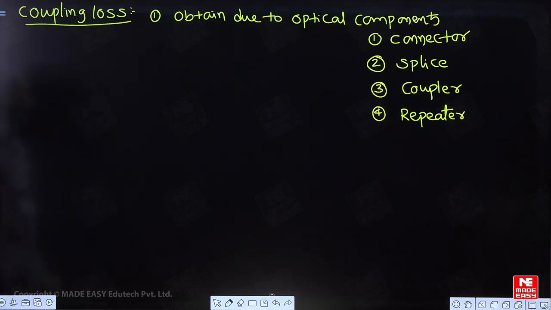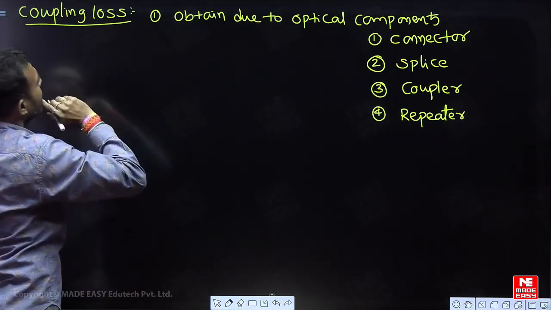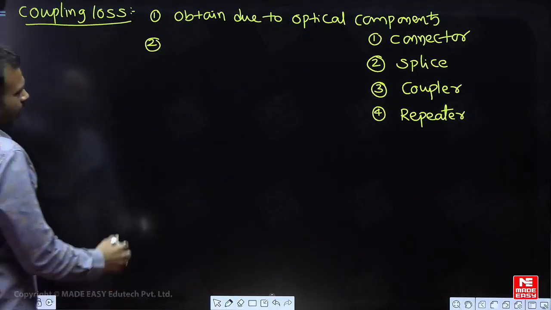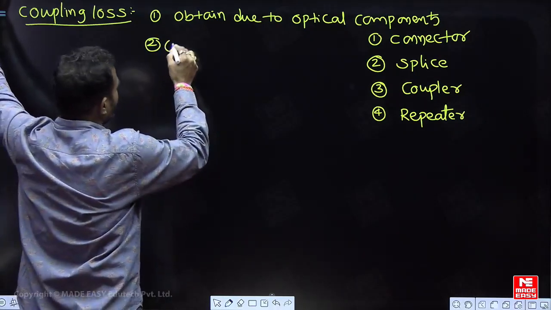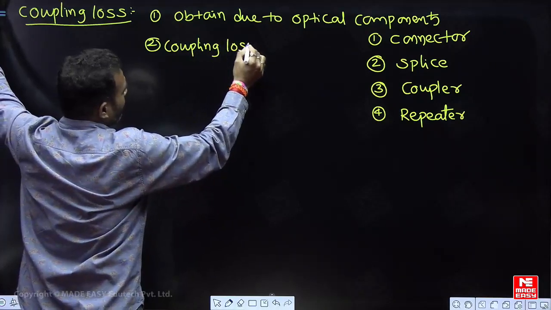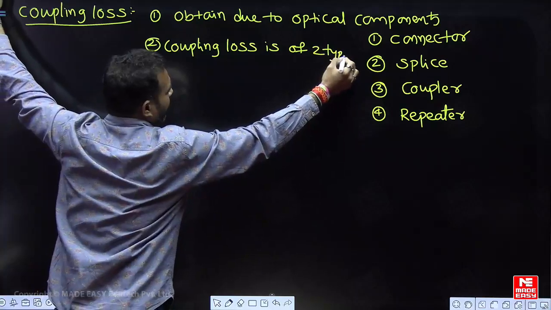Okay, also called coupling losses. Everybody in the class understood this? When you talk about coupling losses, the first important thing is that they are obtained due to optical components. Coupling loss is of two types.